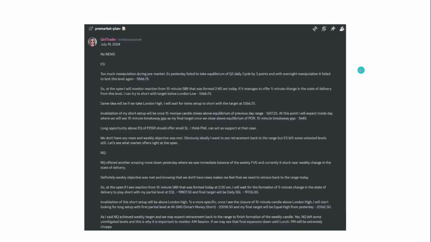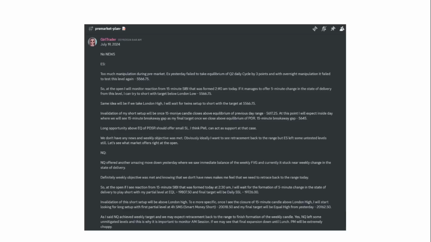Next, I'm going to read what I could expect once market opens. So at the open, if I can see reaction from 15-minute bearish fair value gap that was formed today at 2:30 a.m., I will wait for formation of 5-minute change in the state of delivery to place short with my partial level at equal lows, and final target is going to be daily sell side liquidity. Okay, let's look at what actually happened.